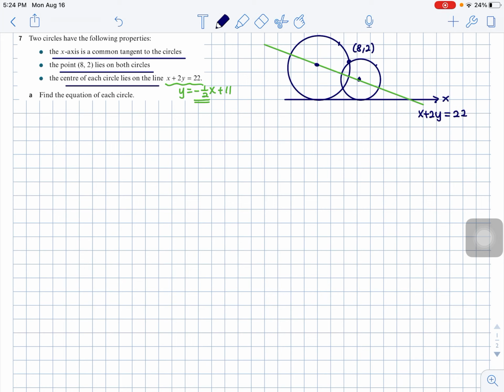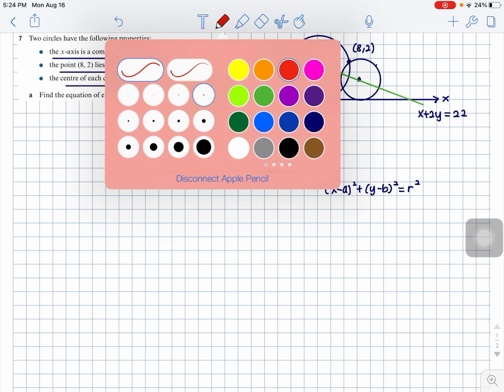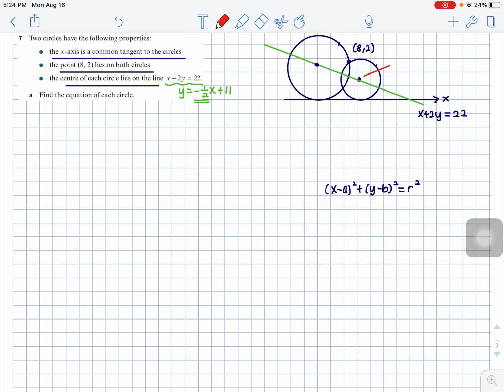What do they want? They want the equation of the circle. How do you write your equation of circle? X minus a squared plus y minus b squared equals to r squared. So where is this a and b? Okay, as for a start, let's label this as a and b. I'm focusing on this and I'm going to put just as a and b.